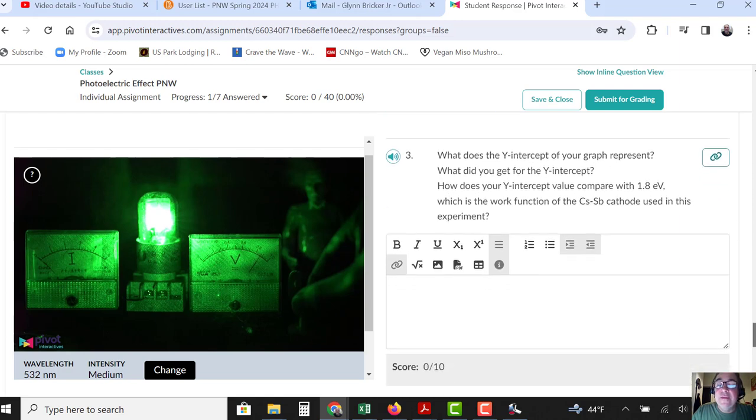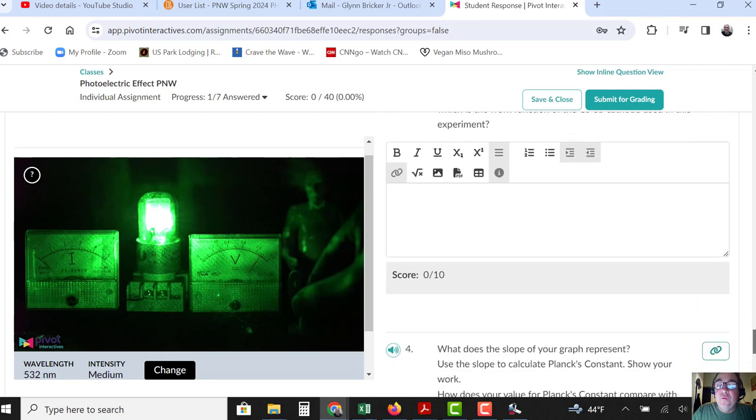Okay, very good. And then same idea with the slope. What does the slope represent? That's the one that's Planck's constant. How does it compare to the known value of Planck's constant? Again, don't just say, well, it's close. Quantify it. What's the percent difference on that?